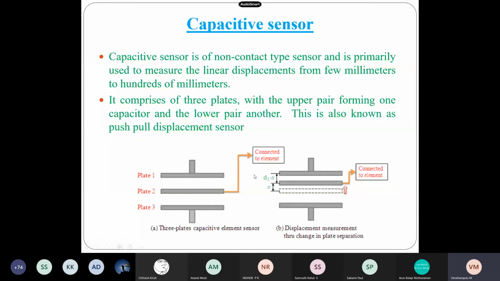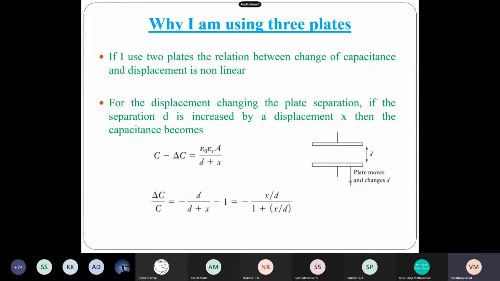And see here we have three different plates. The upper pair making one pair, and the lower two plates making the other pair, and this is known as the push pull displacement sensor. And this is the initial position, in this movement plate 2 makes the difference in sensing, which is connected to an element.